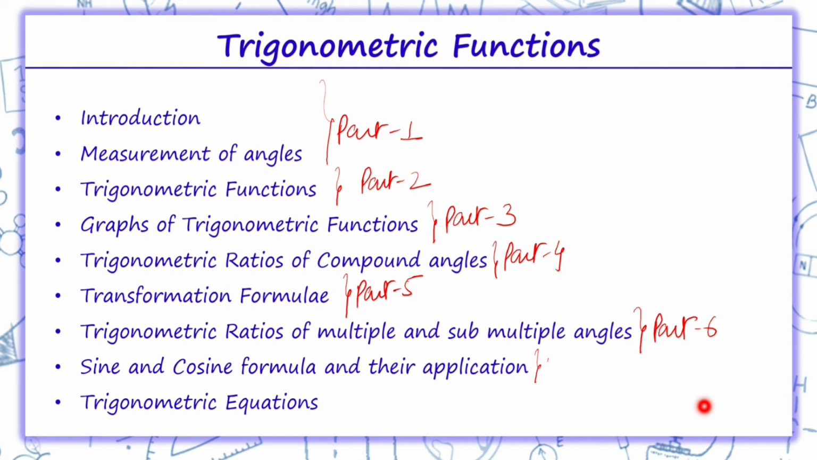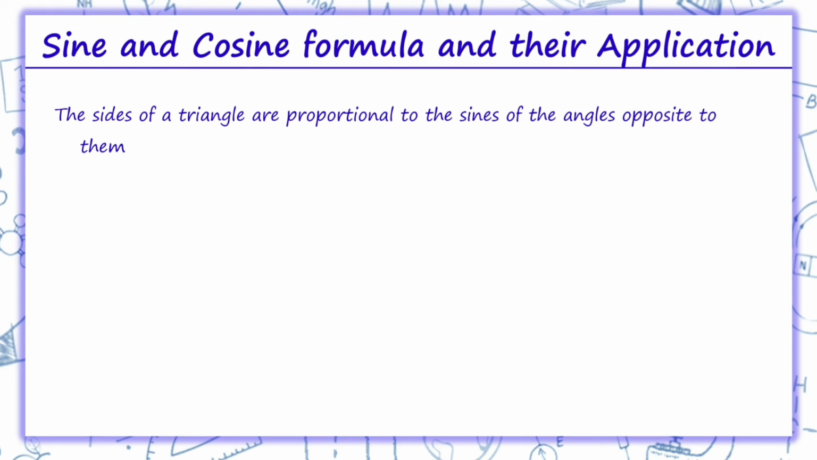Now in this part we are going to study sine and cosine formulas and their applications. So coming to sine and cosine formulas: they are basically used in triangles. Here we are talking about the law of sines, or the sine rule. The sine rule says the sides of a triangle are proportional to the sines of the angles opposite to them. The triangle can be acute angled, obtuse angled, or right angled.